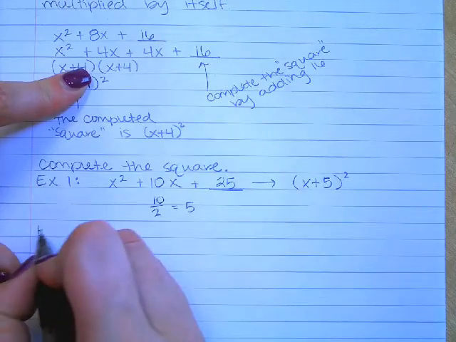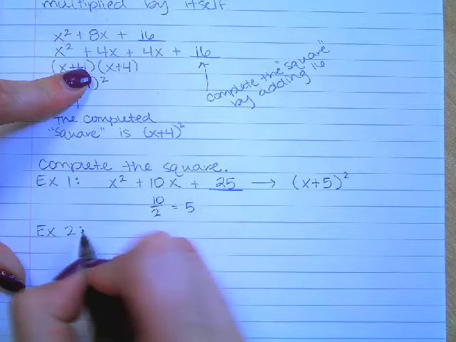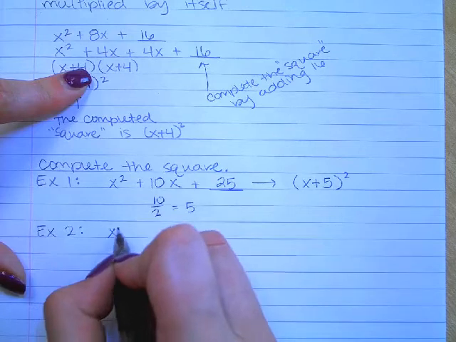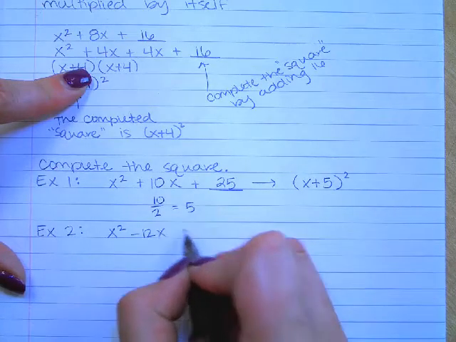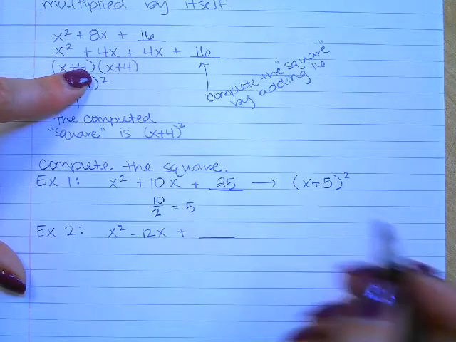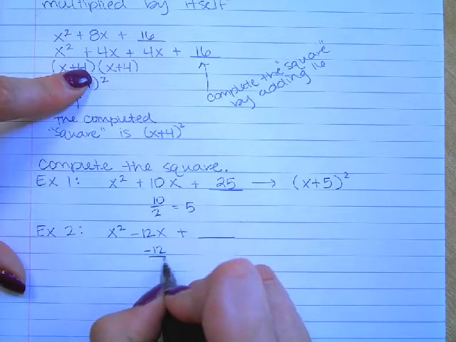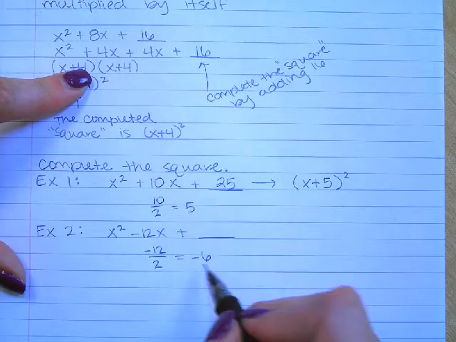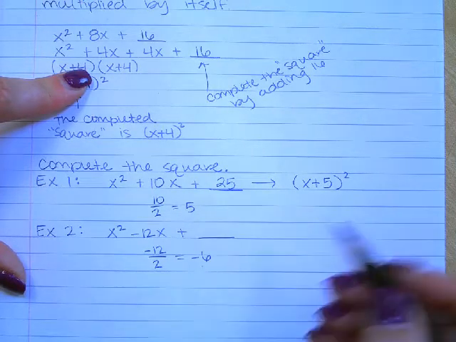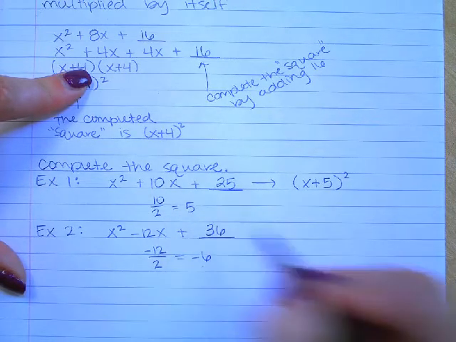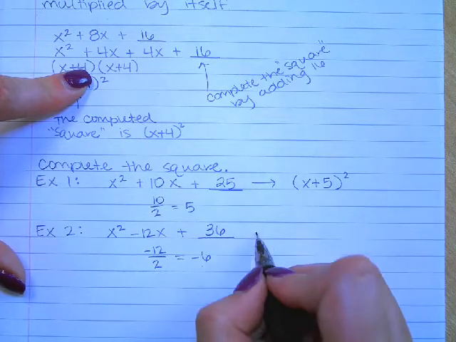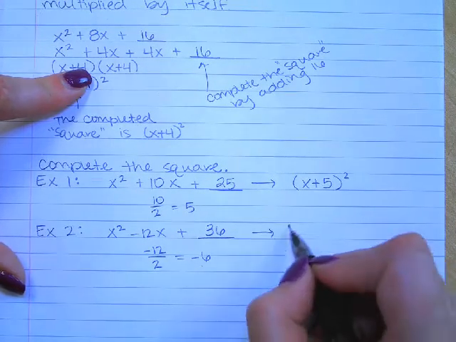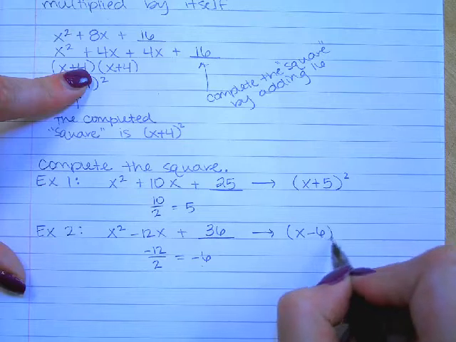All right, example 2. If I have x squared minus 12x plus something, I'm going to do negative 12 divided by 2, and that gives me negative 6. And then I'm going to multiply negative 6 by itself. That gives me 36. And then if I write it in completed square form, that would be x minus 6 squared.